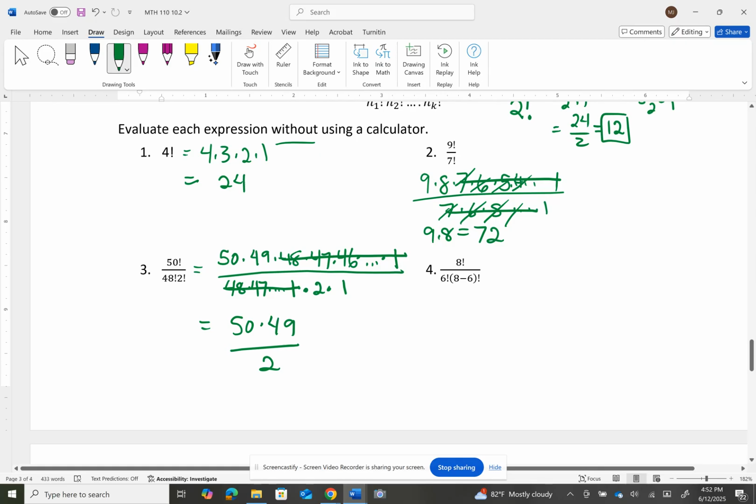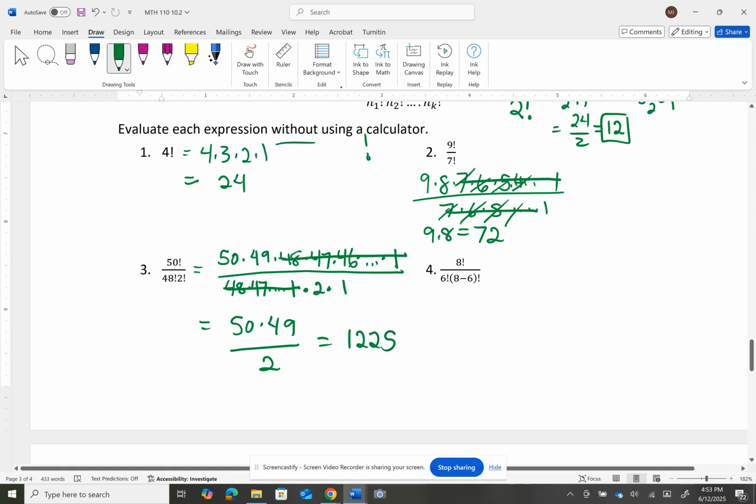Now when I say without a calculator, I really mean without using the factorial key. So you could use your calculator at this point and do the 50 times the 49 divided by 2, okay, because that's kind of too much to really be able to figure out without a calculator. So I don't mean you can't use a calculator to do that. And so you'd wind up getting, when you're finished, 1,225 on that one, okay.